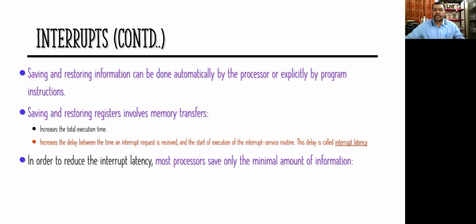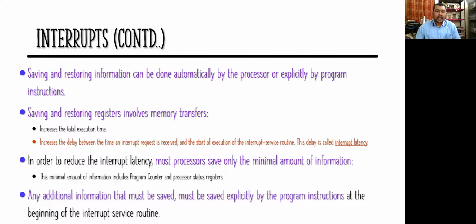In order to reduce this interrupt latency, most processors save only the minimal amount of information, which is required. Otherwise, all the information is retained as it is. The minimal amount of information includes the program counter and the processor status flag. These are the two important things that we have to store, and nothing else is needed.